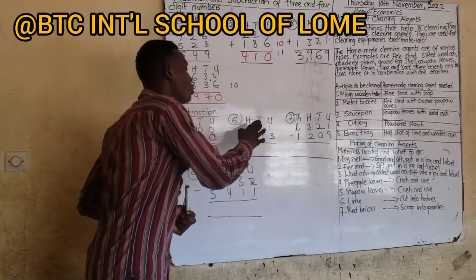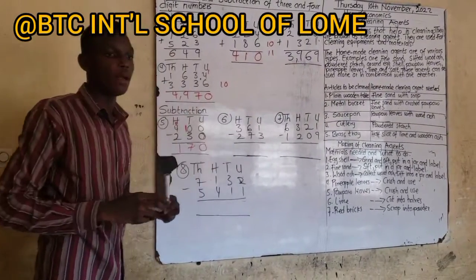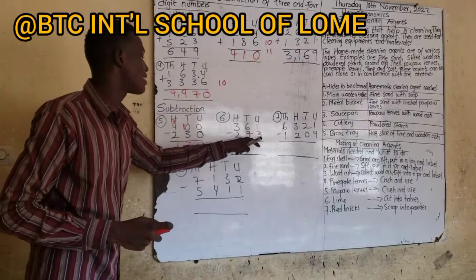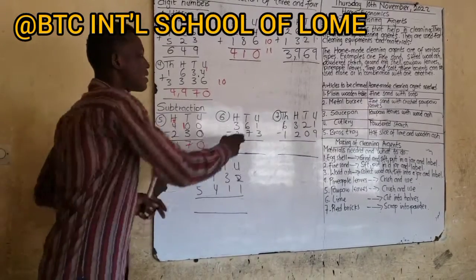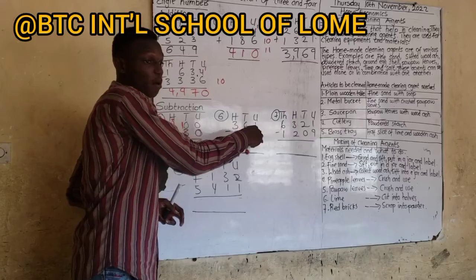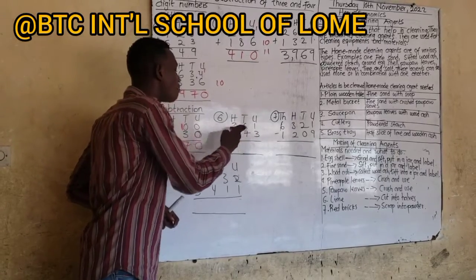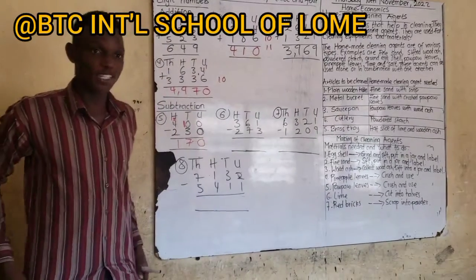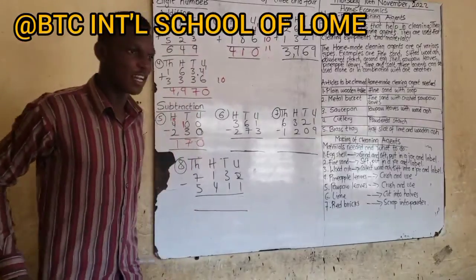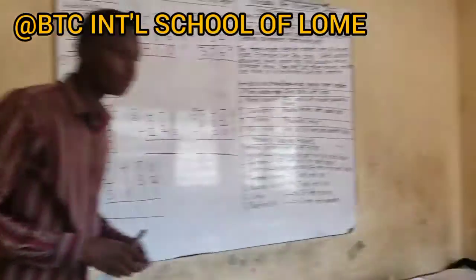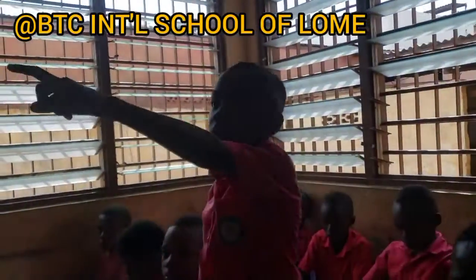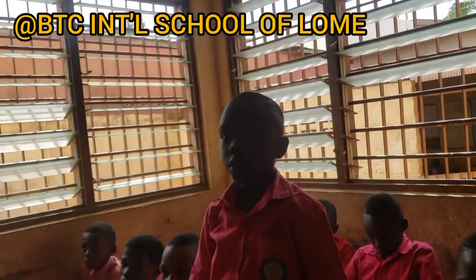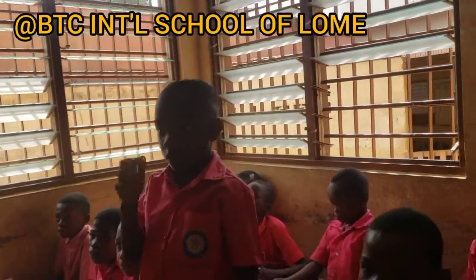Here we have 361 minus 273. So we start subtracting from our units. So we have 1 minus 3. Is it possible? No. So what do we do? Who can tell me what we do? Okay, we borrow 1 from the 6. Okay, we are going to borrow 1 from these 6.